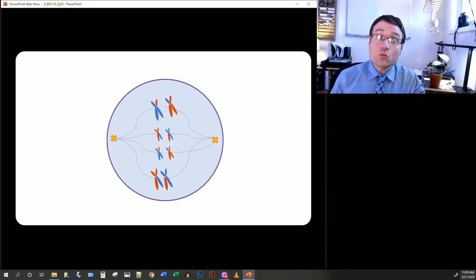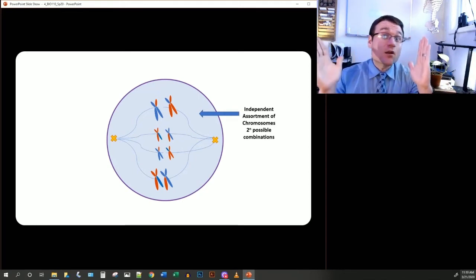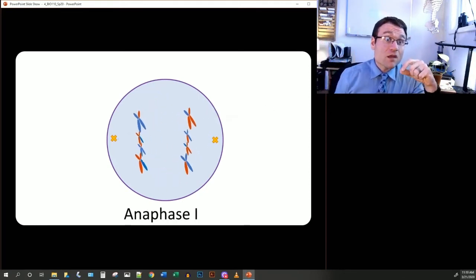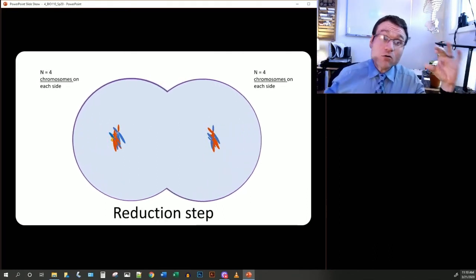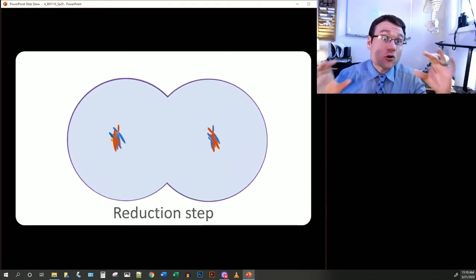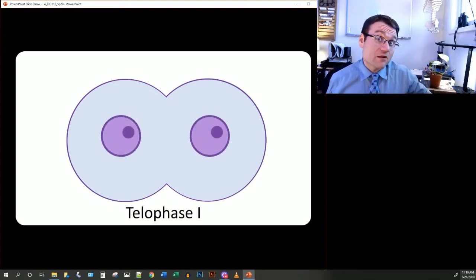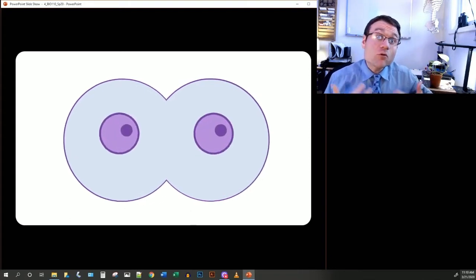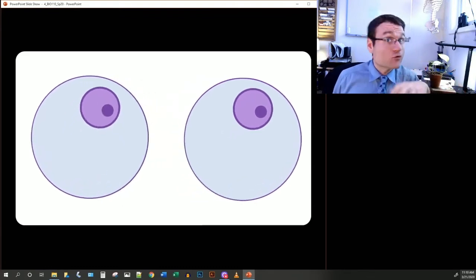In metaphase 1, the homologous pairs line up next to each other in a random orientation. Then in anaphase 1, they divide, they go to opposite poles, creating 2 haploid daughter nuclei. We haven't broken chromatids yet, but we separated the homologous pairs. In telophase 1, we form 2 haploid daughter cells. And then we begin meiosis 2.